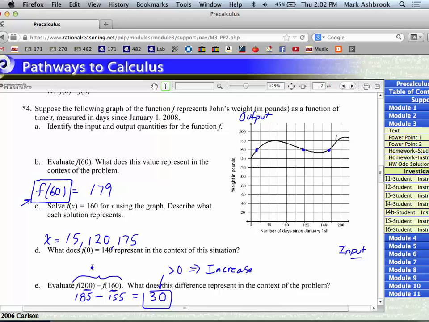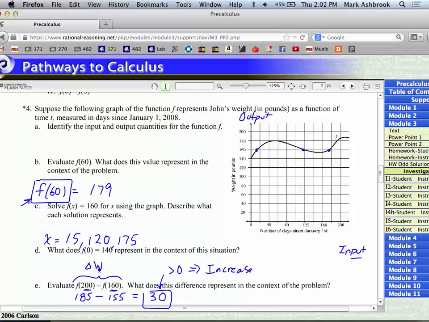Yeah, Justin. F of 200 minus F of 160 over 200 minus 160. No, that's okay. So that's a rate of change. I'm just asking, how can I represent this change? What symbols can I use to represent this change? Nadine. Use delta and say W is the weight in pounds, with delta W.